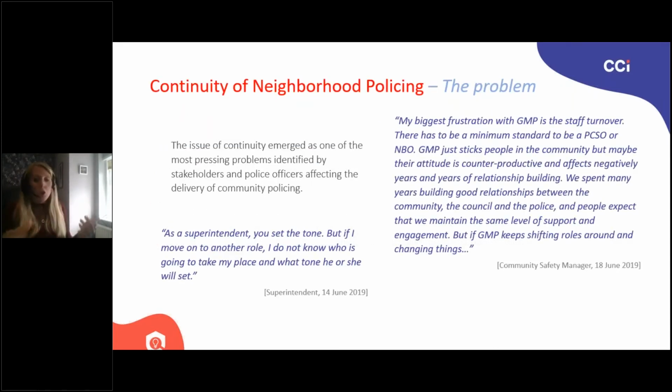So I'm showing you some of the quotes that we collected during the requirements capture research that show how this issue of lack of continuity of neighborhood policing roles can be a pressing problem that affects the delivery of community policing.